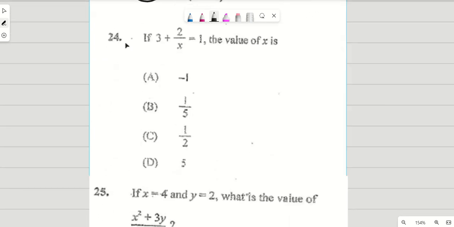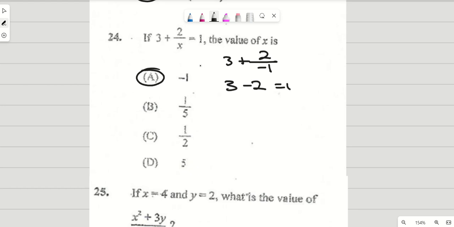Right, let's look at this question. They said 3 plus 2 over x is equal to 1. The value of x is? I'm going to use these options to see. They told you the values of x, so I'm just going to put it underneath here and see if I can get 1. The first one is minus 1, so that's 3 plus 2 over minus 1. This would be 3, and 2 divided by minus 1 is minus 2. 3 minus 2 is 1, so your answer is A.